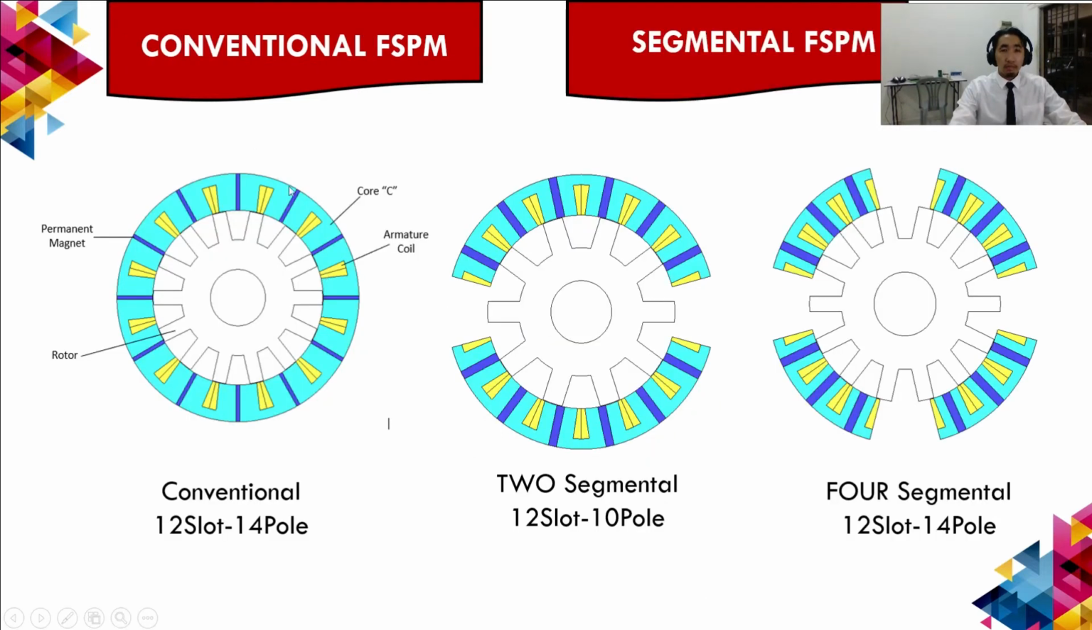There are three designs in this project. First is the conventional flux switching permanent magnet. I choose 12 slot and 14 pole. For cemented flux switching permanent magnet, there are two designs, 2 cemented and 4 cemented. For 2 cemented, I choose 12 slot, 10 pole. For the 4 cemented, I choose 12 slot, 14 pole. Why is the 2 cemented different in number of rotor poles? Because 12 slot, 14 pole is not suitable for a 3-phase motor.